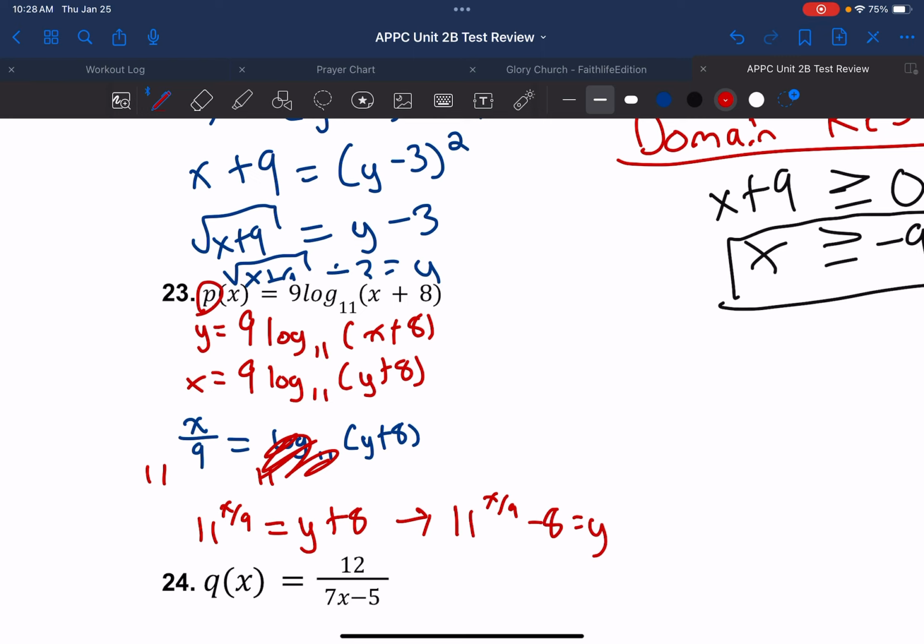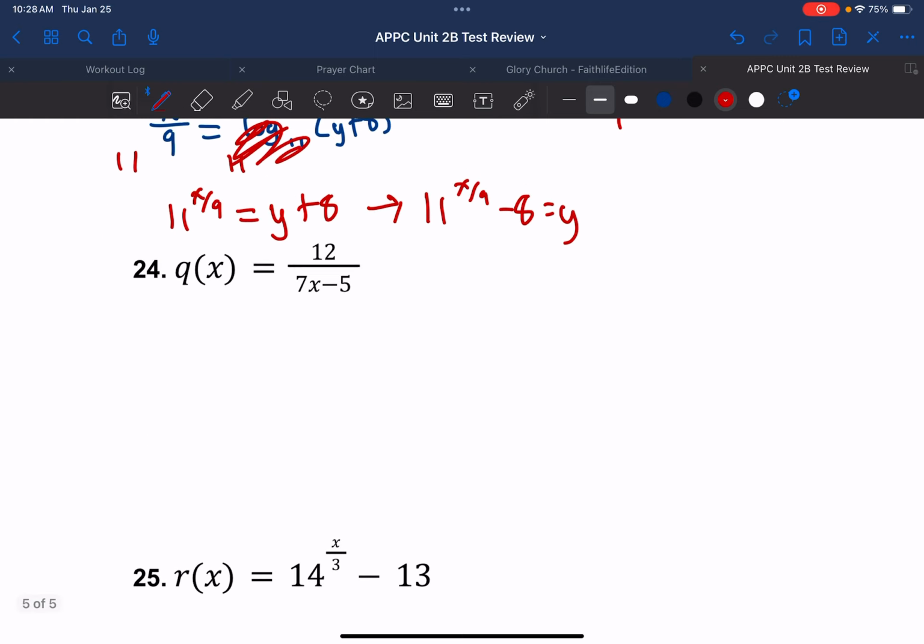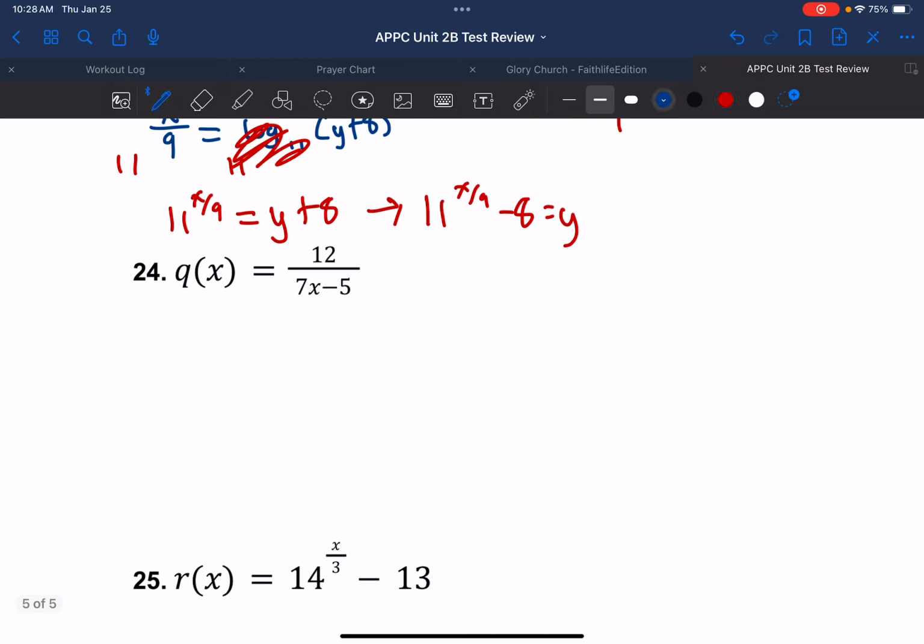So to rewrite this, remember this is my function p, so p to the negative 1, the inverse of p, is 11 to the x over 9 minus 8. Two more. So here I've got, rewrite and switch. So I'm trying to get y by itself, but it's in the denominator, so I need to multiply the entire denominator over.